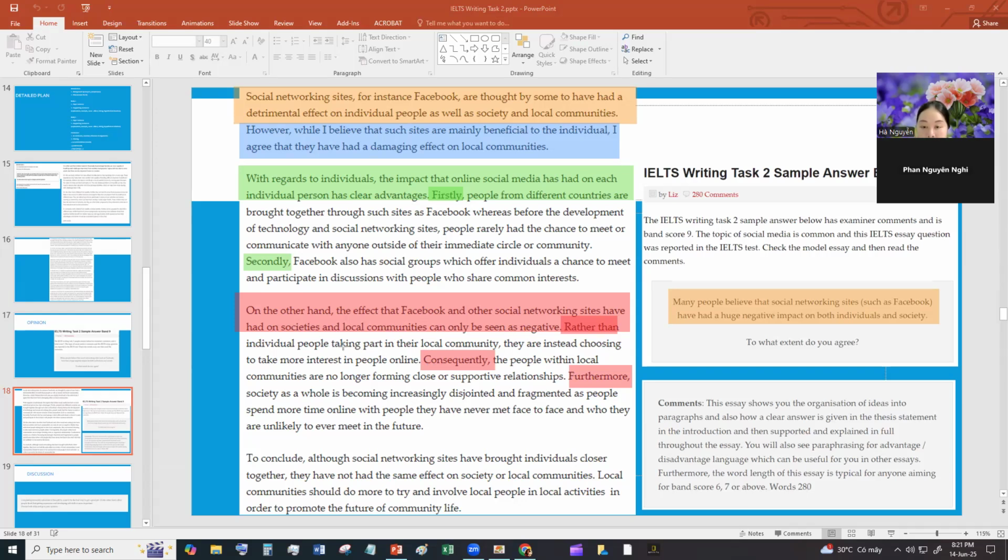Rather than taking part in local community, they take more interest in people online. Consequently, people within local communities are no longer forming close supportive relationships. Furthermore, society as a whole is becoming increasingly disjointed.